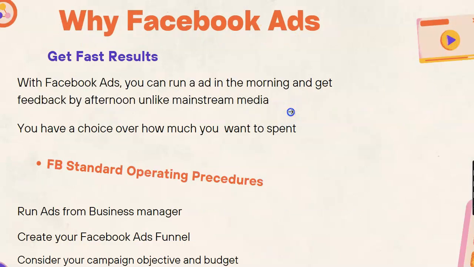Next, Facebook gives you fast results. What we're saying is that with Facebook ads, you can run an ad in the morning and get feedback by afternoon, unlike mainstream media. If you're going to be running an ad on TV or the newspaper, probably you expect like 30 days for you to get feedback. But with this one, you can start running an ad in the morning, and in the afternoon, you get feedback.